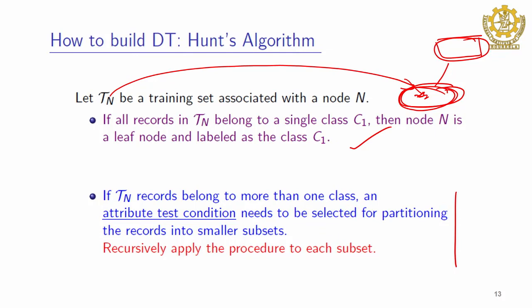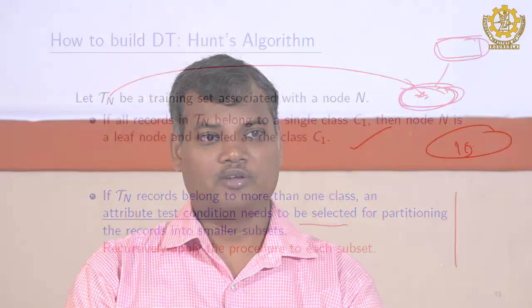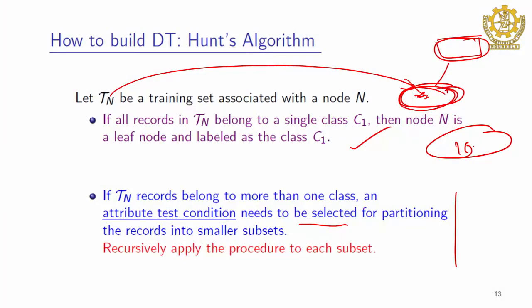Then what do you have to do? An attribute test condition needs to be selected for partitioning the records into smaller subsets. So you have a 10 sample data set here. You see that the classes of the 10 samples are different, not all 10 belong to a single class. Then you have to divide it again into partitions. That is what the algorithm says. You have to partition the records into smaller subsets, but how? You have to choose one of the attributes for partitioning.